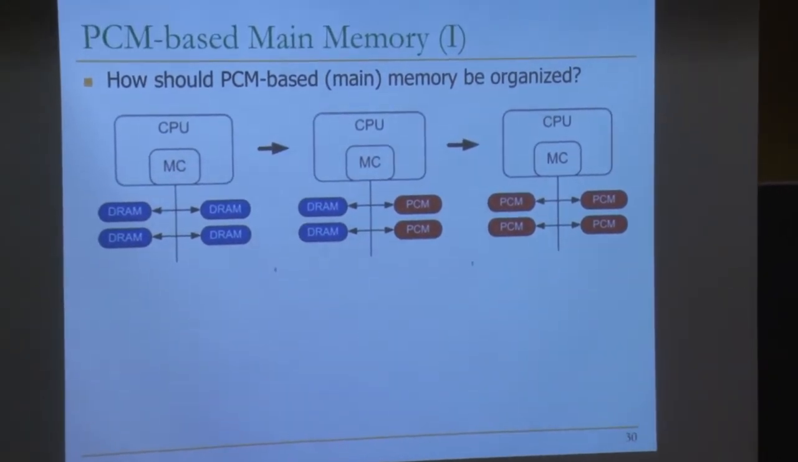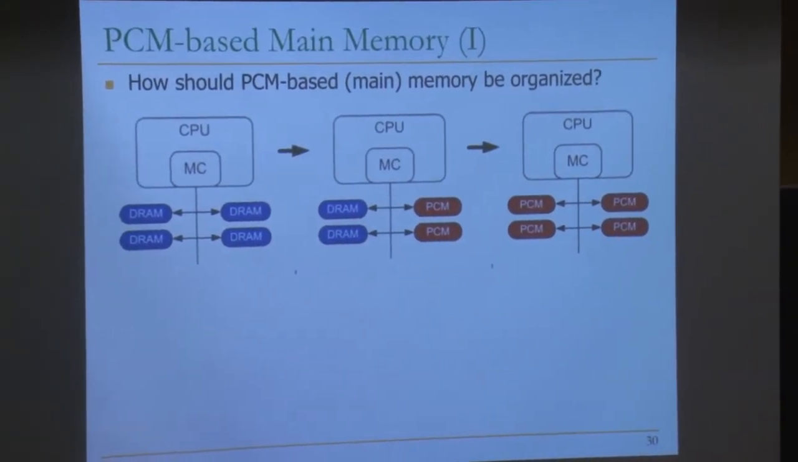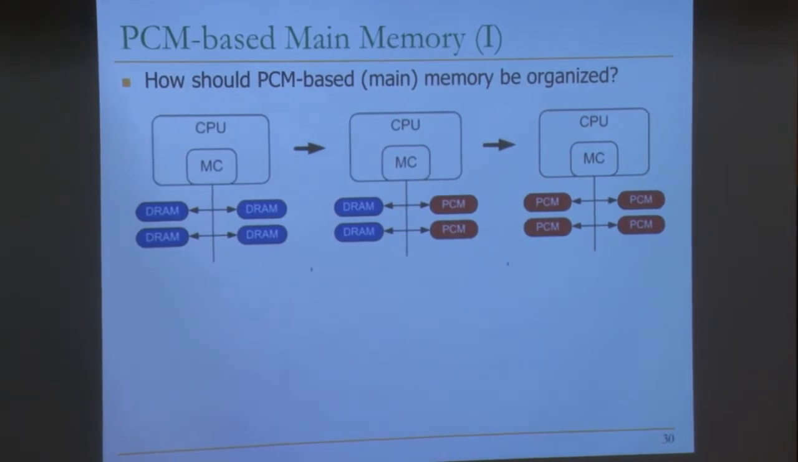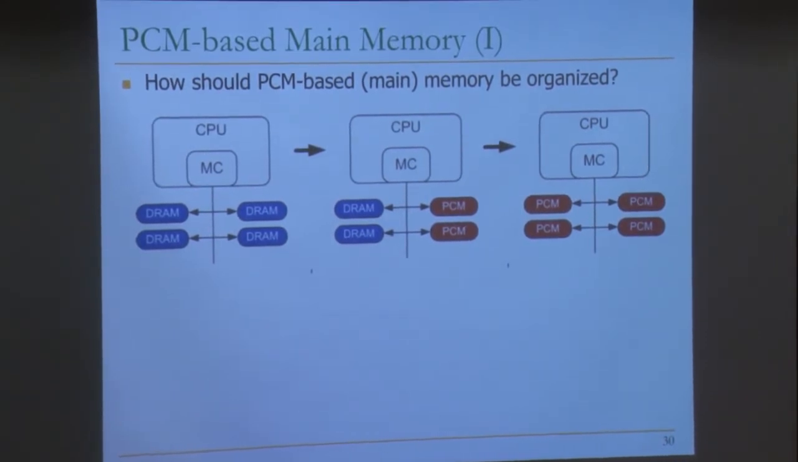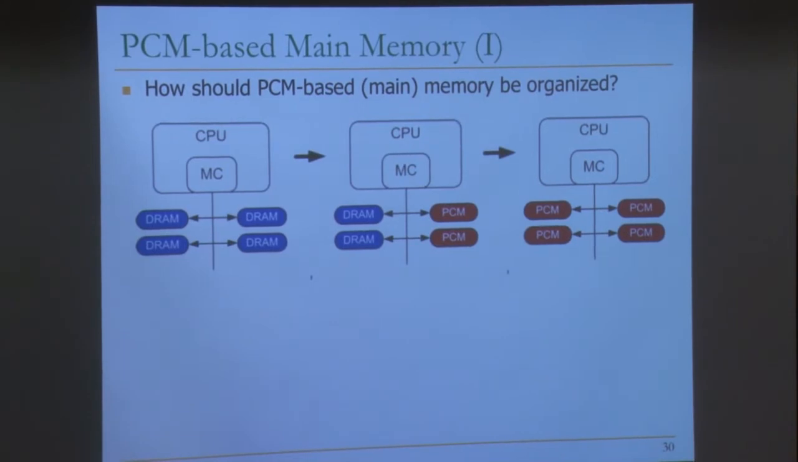OK, so tackling the first question head on, how should PCM-based main memory be organized? We talked about three different ways that are pictorially demonstrated here. The first one, starting from the left, is today's system. We have a CPU. We have this block that says MC. That's the memory controller that you've been implementing. It's connected to a bus, and it addresses a bunch of DRAM.